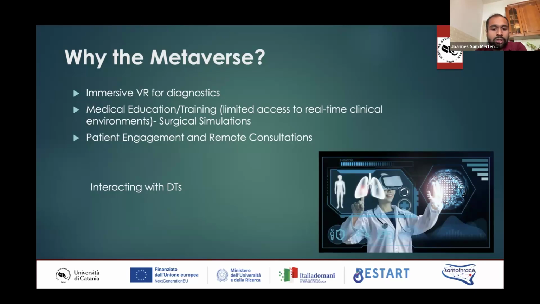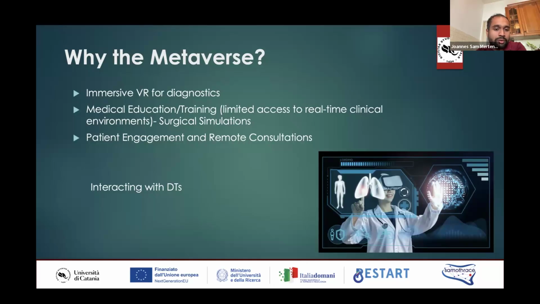For example, if you do a task, how does it impact the human organ, what are the parameters that are getting changed? You cannot be doing something like this on a real human body. You have to do simulations. And when you do it in an immersive way, it's very advanced and beneficial. So this is a very important, critical role that the metaverse plays in healthcare, and also remote consultations.